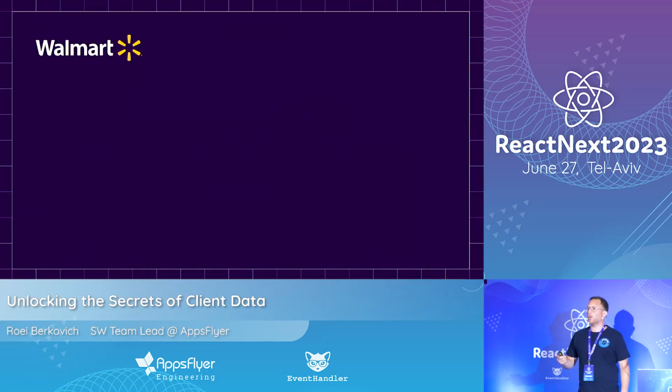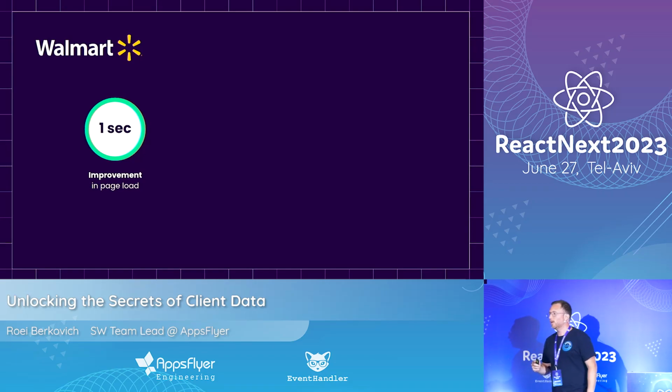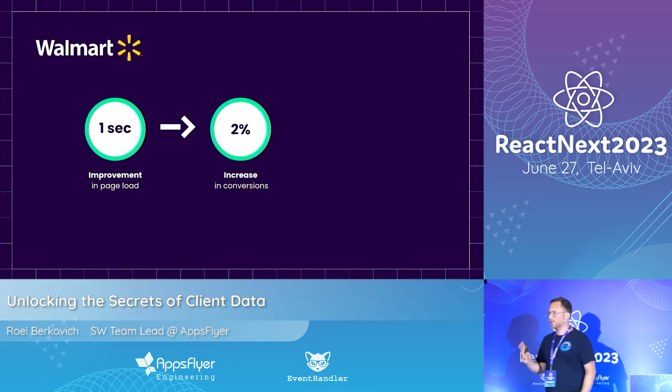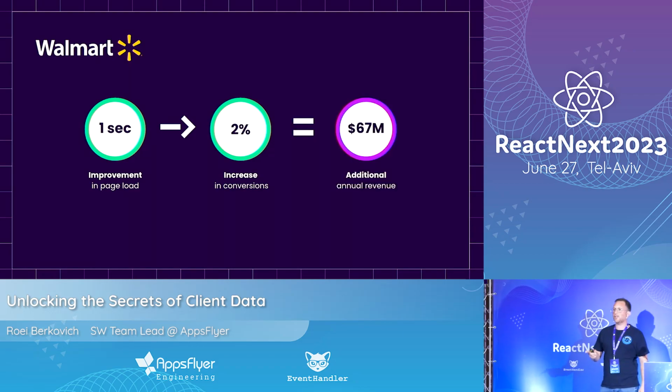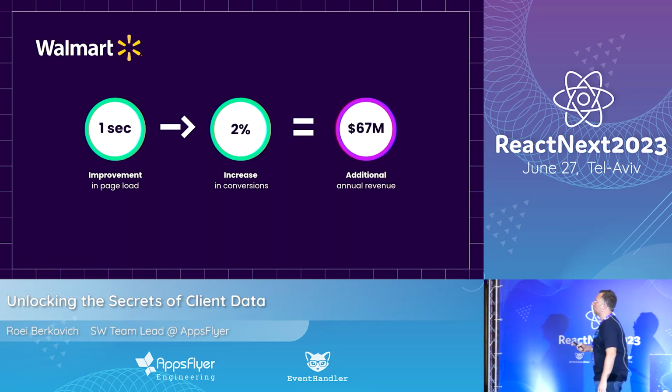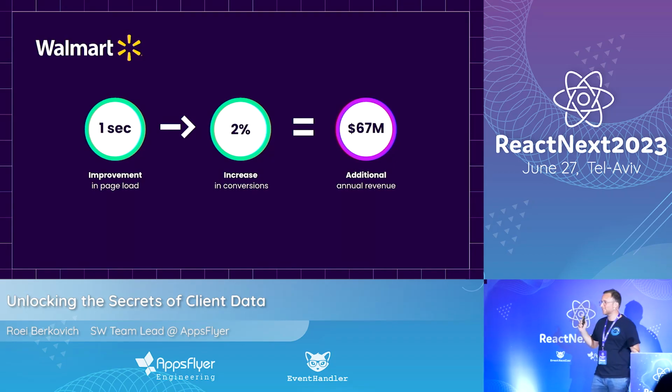Did you know that Walmart found that for every 1 second improvement in page load time, they experienced a 2% increase in conversion, which translated to $67 million in additional revenue. It's a lot of money, guys, really. $67 million.